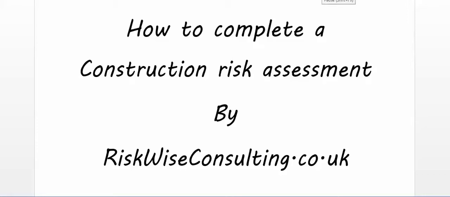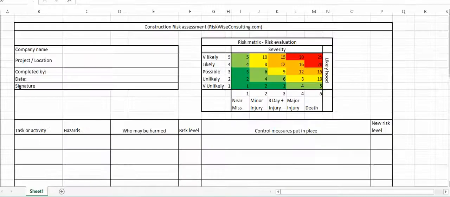I'm going to give you a quick lesson on how to create a construction risk assessment. This is a basic risk assessment document that I've just put together. You can see the risk matrix in the top corner here, and I've basically got the tasks, the hazards, who would be harmed, the level of risk, control measures, and the risks following the control measures.